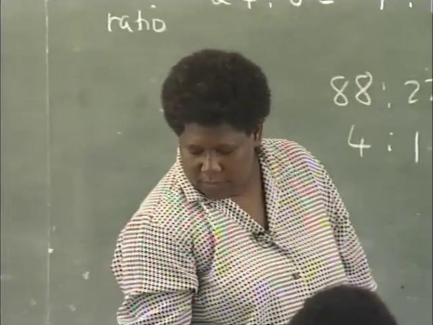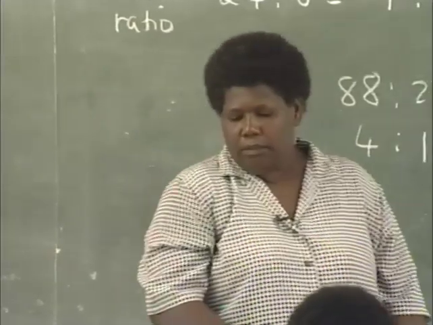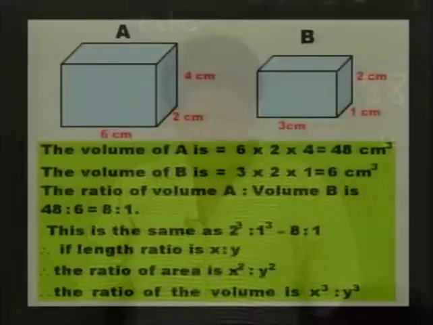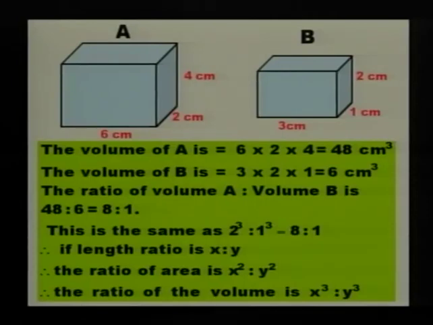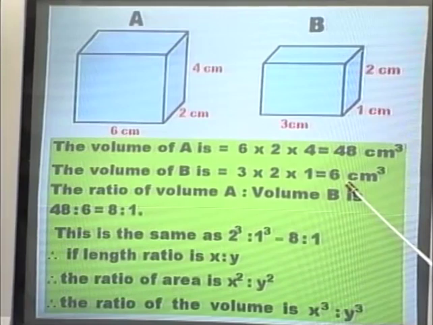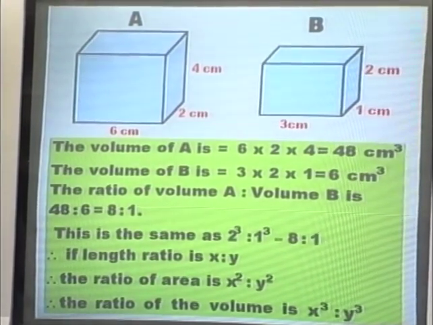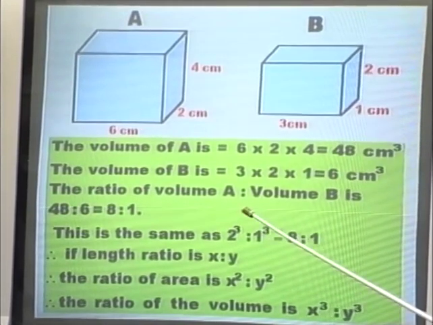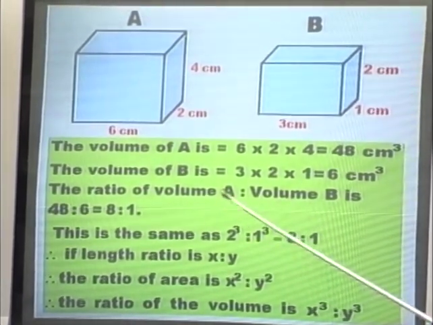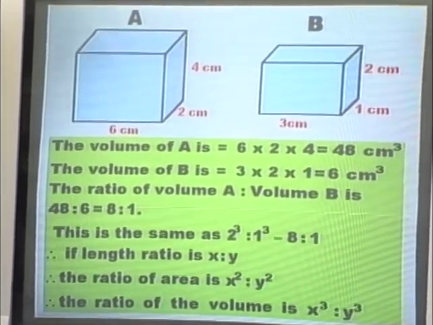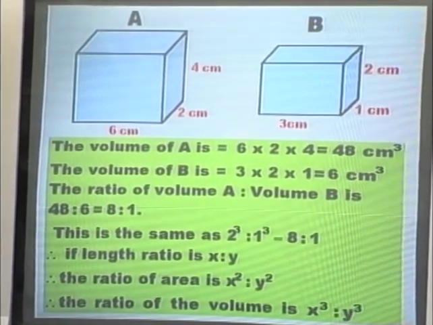Okay, next one, we look at the volume. The volume of A is 6 times 2 times 4, which is 48. The volume of solid B is 3 times 2 times 1, which is 6. And if you look at the ratio of the volumes, that's 48 is to 6, which is the same as 8 is to 1.